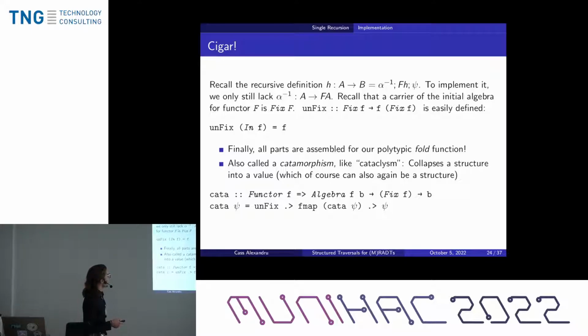And to go back to category theory, we found that the map from the initial algebra to any other algebra we could define as alpha minus 1, so the inverse of the function via which fa was isomorphic to itself, then the functor applied to the h, and then the psi of the target algebra.